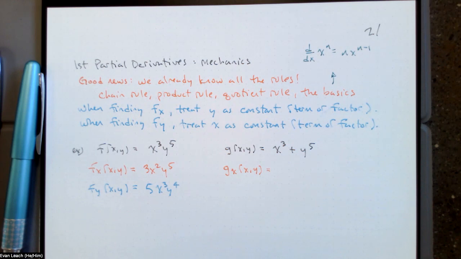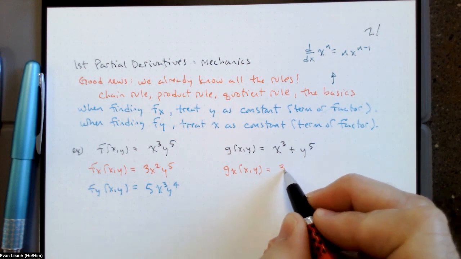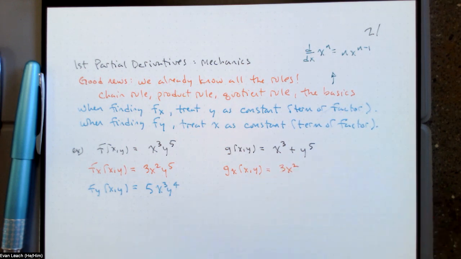If we have g of x, y is x cubed plus y to the 5th, remember, partial with respect to x, treating y as constant. What's the derivative with respect to x? Anything else? Why not anything else? Y to the 5th is a constant, and this time it's a constant term. It's included through addition, which makes it a constant term, and the derivative of a constant is equal to 0.